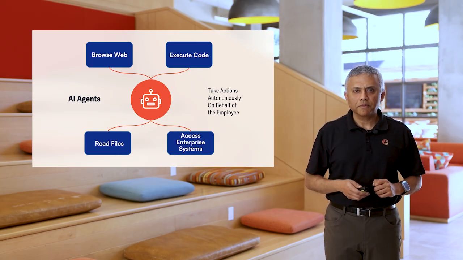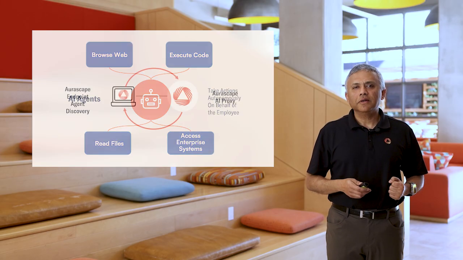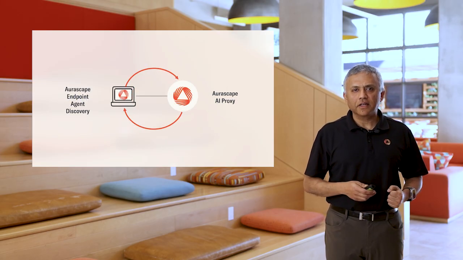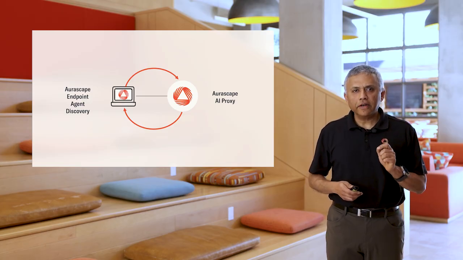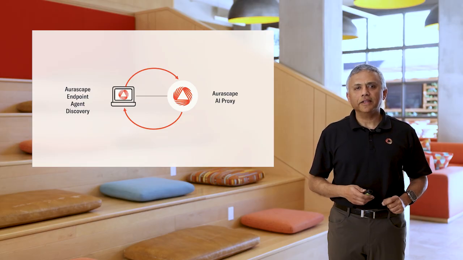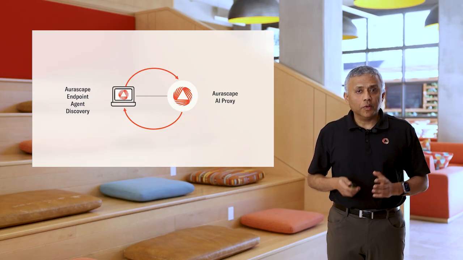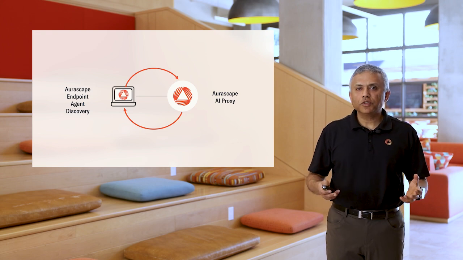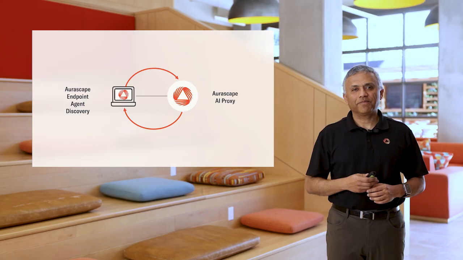Aurascape already gives you visibility and protection for several types of AI agents today by monitoring traffic from end user devices. But with this launch, we are taking a major step forward by combining endpoint agent discovery and our network proxy visibility and control. You now get true end-to-end visibility and runtime protection for AI agents. That means we see the agent when it launches, we see what it connects to, and we enforce policy on what it's allowed to do in real time.